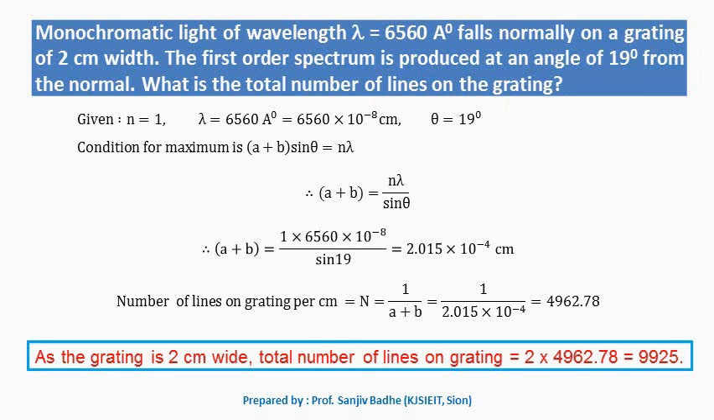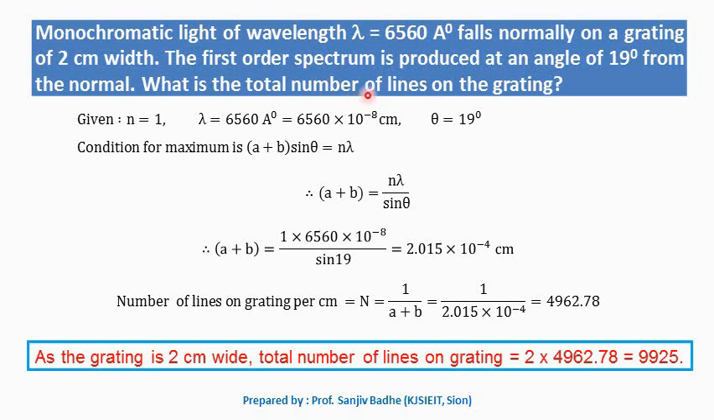So here n is given as 1, first order. So n is equal to 1. Lambda is 6560 angstroms, so that is 6560 into 10 raised to minus 8 centimeter. And theta for first order is given as 19 degrees. Condition for maximum is A plus B sin theta equal to n lambda. We are asked to find out the number of lines.